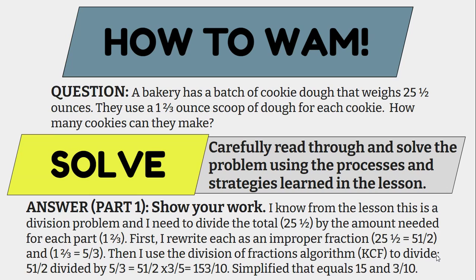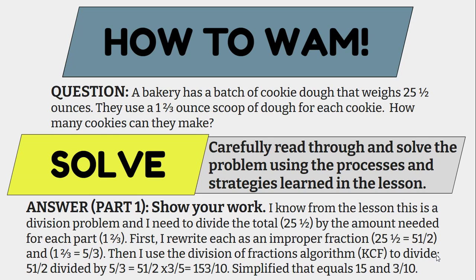So that means that I'm going to divide 25.5 by 1 2/3. Once I've figured out that that is the problem I'm trying to solve, I'm going to go step by step using the processes that I learned in the lesson. First, I need to rewrite each of these as an improper fraction.